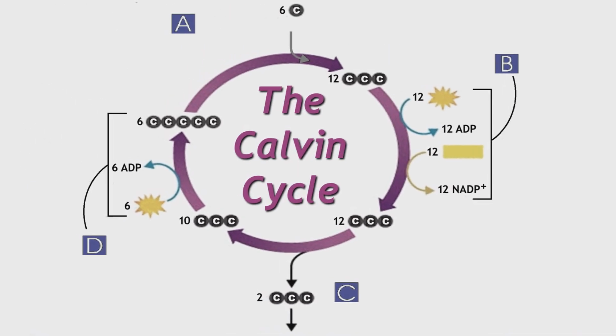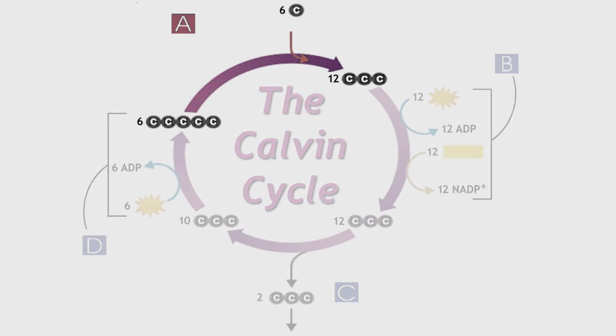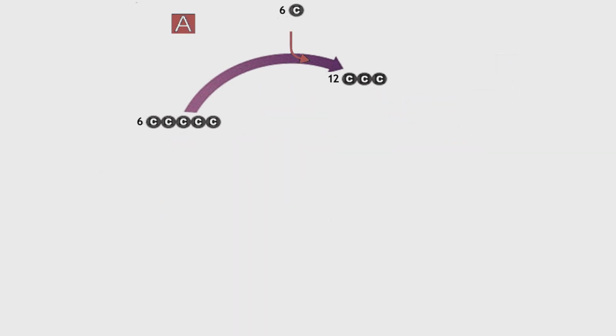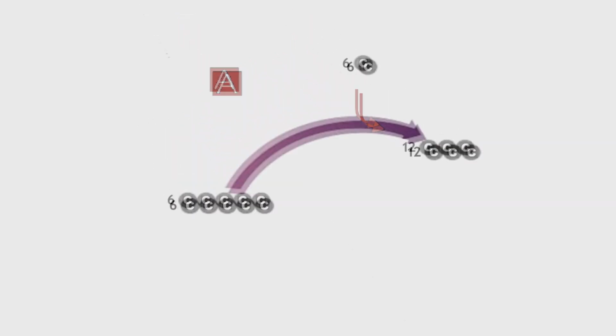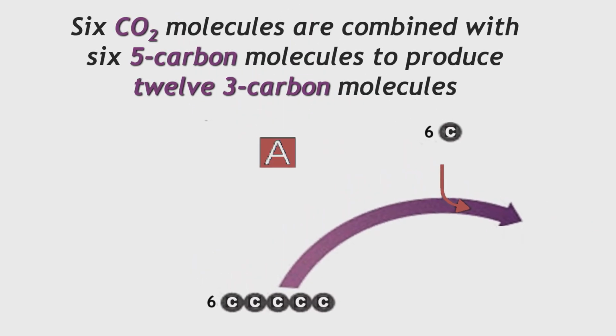The first step of the Calvin cycle is that 6 carbon dioxide molecules are combined with 6 5-carbon molecules. 6 times 5 is 30. Then this will be used to produce 12 3-carbon molecules. 3 times 12 is 36. So 30 plus 6 gives us 36, rearranged into 12 3-carbon molecules.